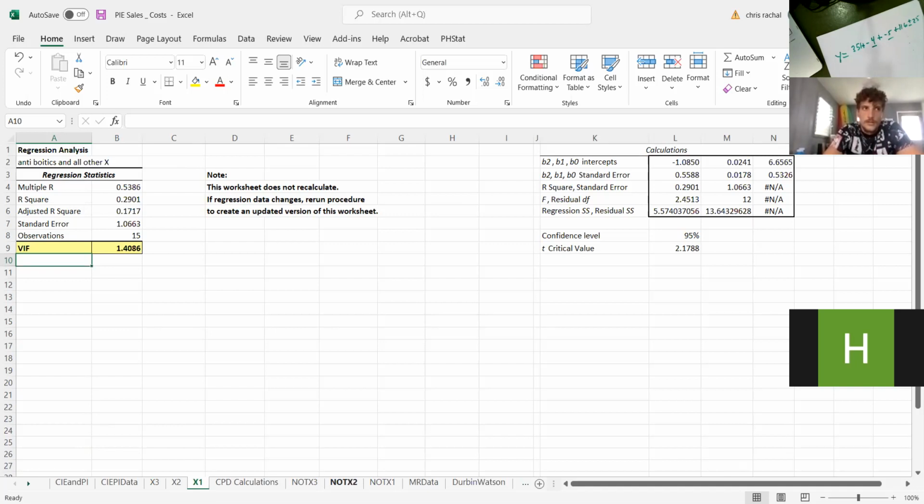So variance inflation factor means that you're inflating the end results, and we don't want to see it above 5. Above 5 or 1.5? Above 5. Multicollinearity.